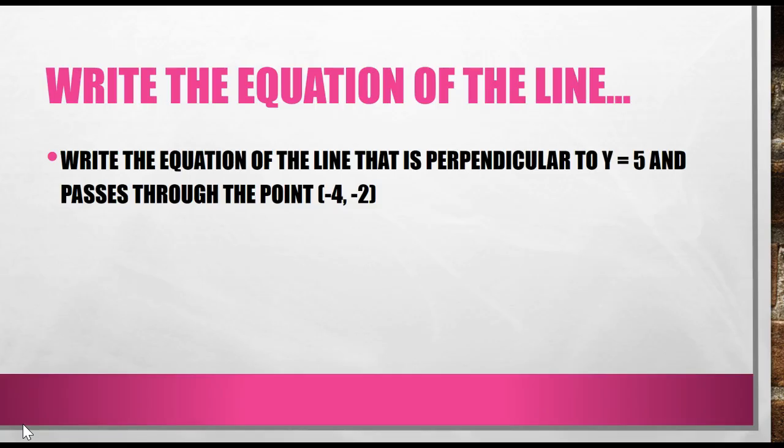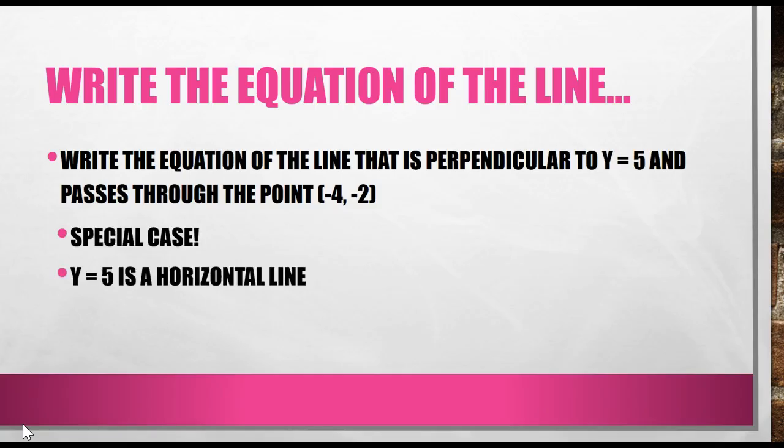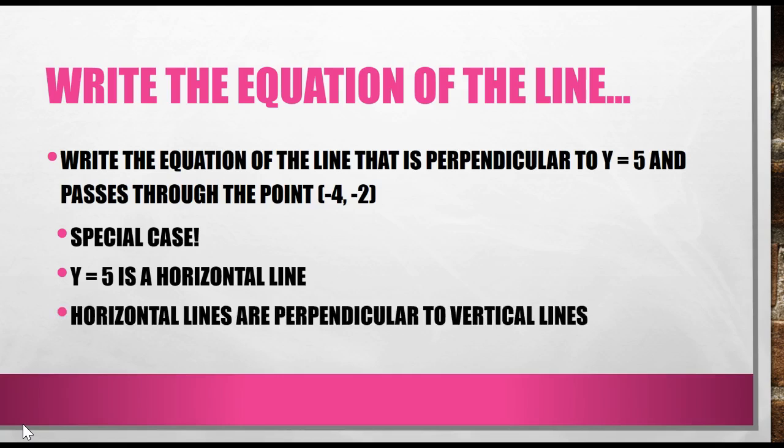Let's take a look at another example. We're going to write the equation of a line that is perpendicular to y equals 5 and passes through the point -4, -2. So this is a special case. The line y equals 5 is a horizontal line. And if we are looking for a line that is perpendicular to horizontal, what we would need is a vertical line.